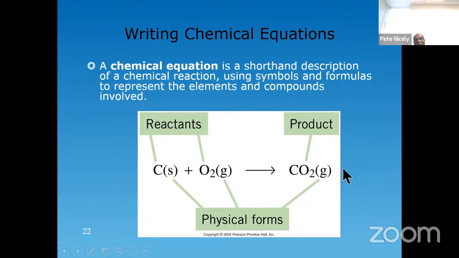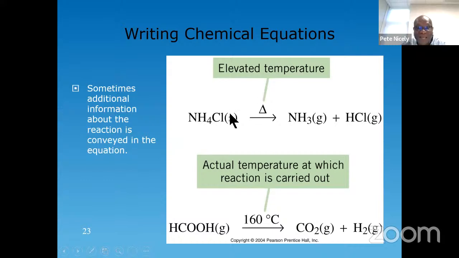You may see some other information given, especially above or below the arrow. For example, you might see a small triangle, the Greek letter delta, which basically means that you have elevated the temperature in order for the reaction to take place. In other words, heat is applied to the reactants to form the products. In some instances, you might be given more detailed information, like an actual number for the temperature, 160 degrees in this particular case. You might also be told whether a catalyst was added, or the pressure, or some other information. That is usually placed above or below the arrow.